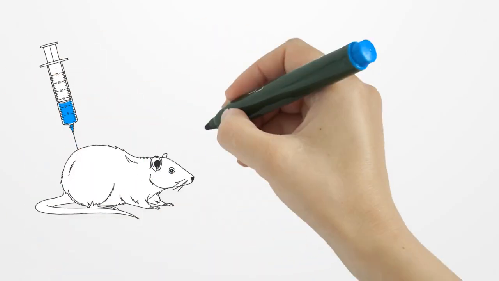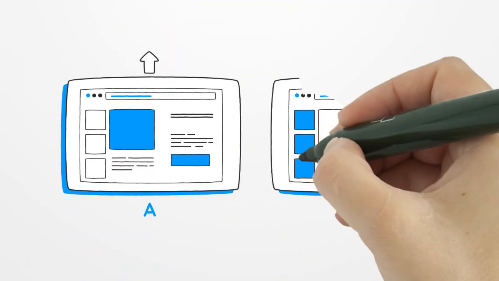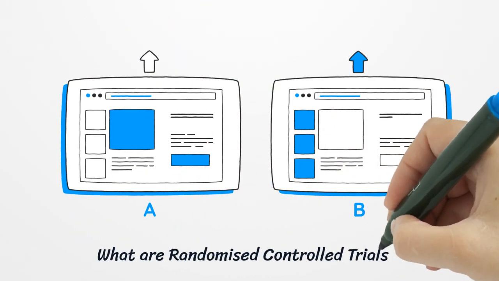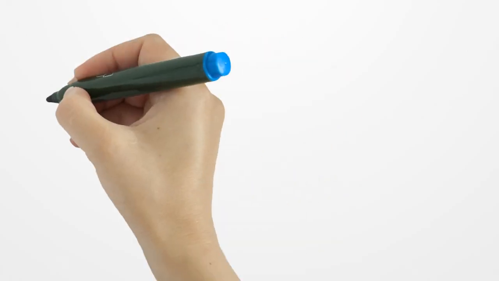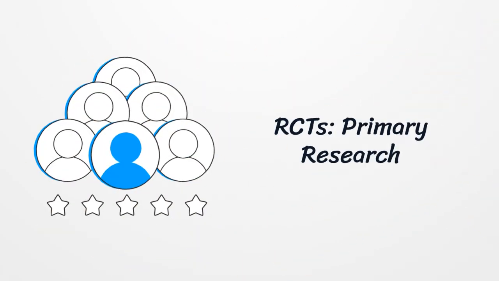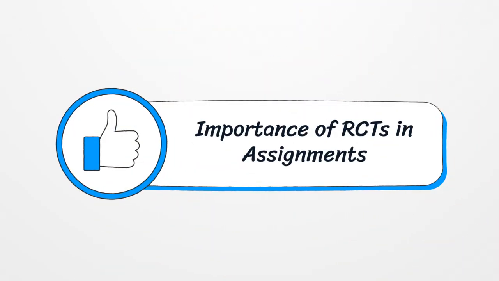Next, we have randomized controlled trials, or RCTs. These involve randomly assigning participants to groups, such as treatment versus placebo, which reduces bias and increases reliability. Unlike systematic reviews, RCTs are considered primary research because they involve original data collection. In assignments, RCTs are often key when evaluating the effectiveness of treatments or interventions because they provide strong cause and effect evidence.